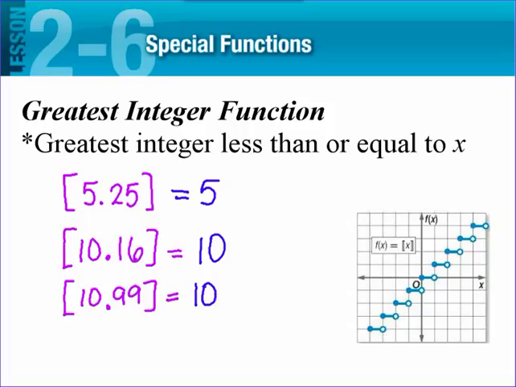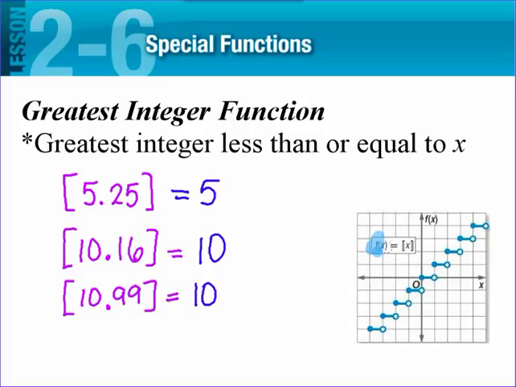It's like when you deal with your cell phone. If you have a call that lasts 5 minutes and 5 seconds, how much do they charge you? 6 minutes. If you have a call that goes 5 minutes and 59 seconds, what do they charge you? 6 minutes. That's along the same lines as this greatest integer function.